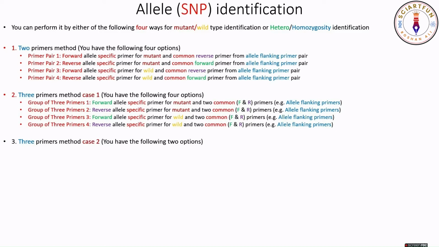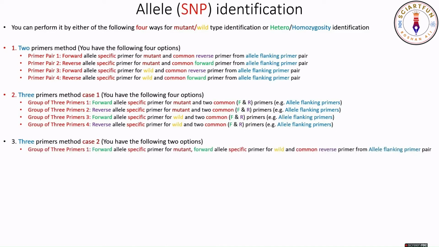In this method, you can use either of the following 2 groups of 3 primers. Number 1. A forward specific primer for mutant and a forward specific primer for wild, while from the flanking primers only reverse primer will be used. In method number 2, you use reverse specific primers for both the alleles, and only the forward primer from flanking primers.